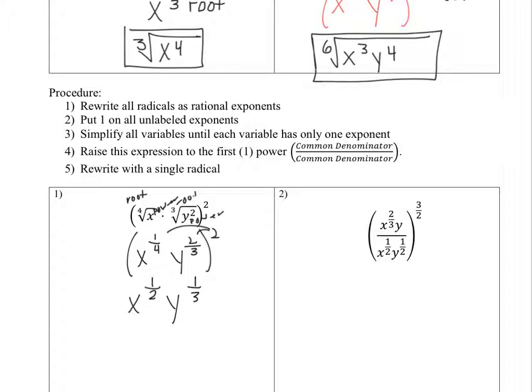And now we're going to simplify this problem. So we need a common denominator between the 2 and the 3, which should be 6. Okay, so we're going to raise it first to the 6th power, and then raise it to the 1/6. Which again is the same thing as doing common denominator over common denominator. So we'll distribute it in. So we get x to the 3rd, y to the 2nd.